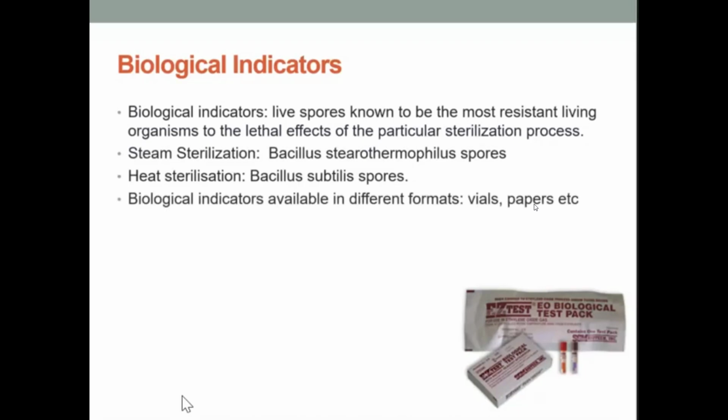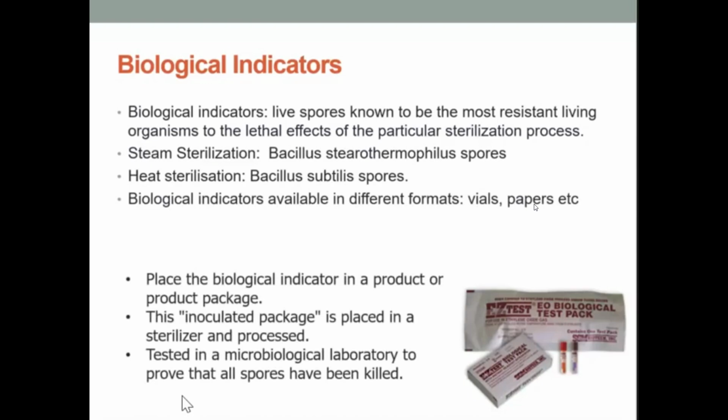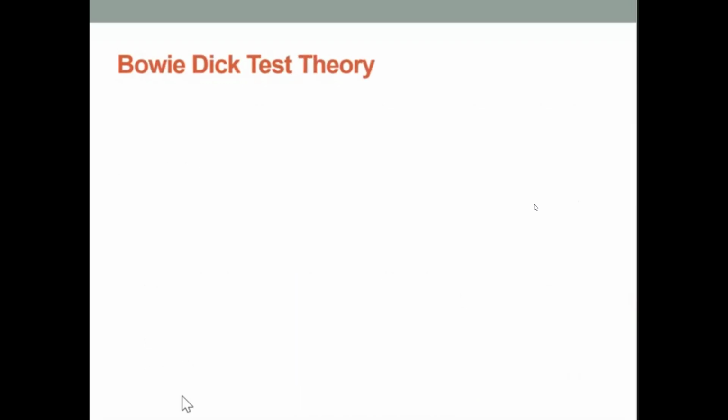Biological indicators are available in different formats. You can get them in vials, in papers, etc. So you would place the biological indicator in a product or in the product packaging. And this inoculated package is placed in a sterilizer and processed. Then we're going to test it in the microbiology laboratory to prove that all the spores have been killed and hence your sterilization process is working.